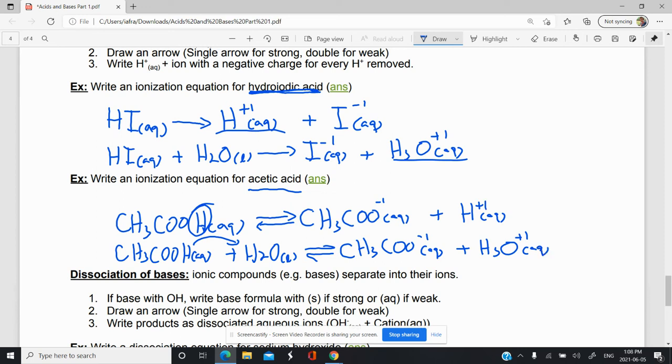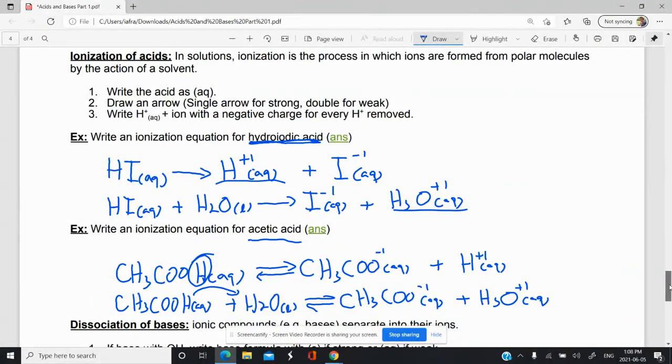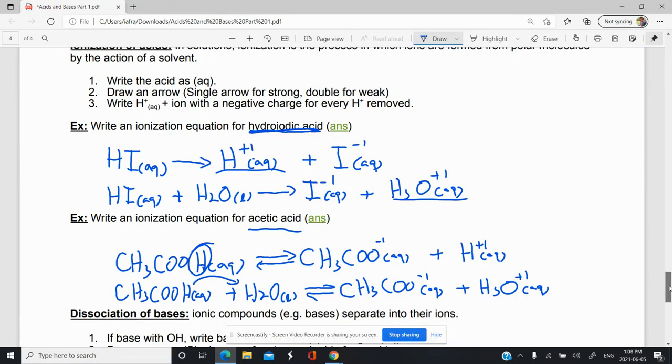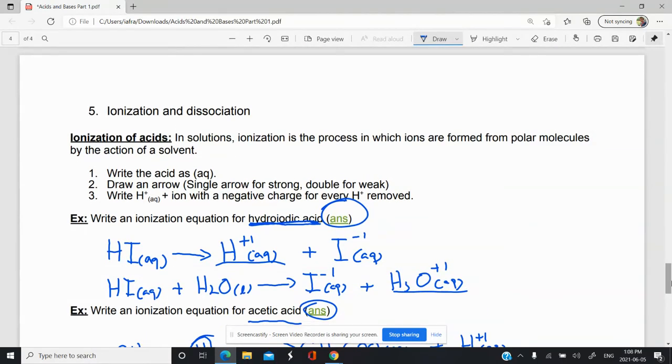Now I'm putting the 1 there just to show you that we removed one H, so it's -1, or we have an H, so it's +1. In reality, you could just leave it as minus, plus, because it's 1. But if it was a different number, you'd have to put -2 or +2 or whatever be the case. So that there would be some examples of writing some ionization equations for hydroiodic acid and acetic acid. There's some videos here that go over those concepts in some more detail, but you should be able to do that for most acids that I give you. We'll do one more example.